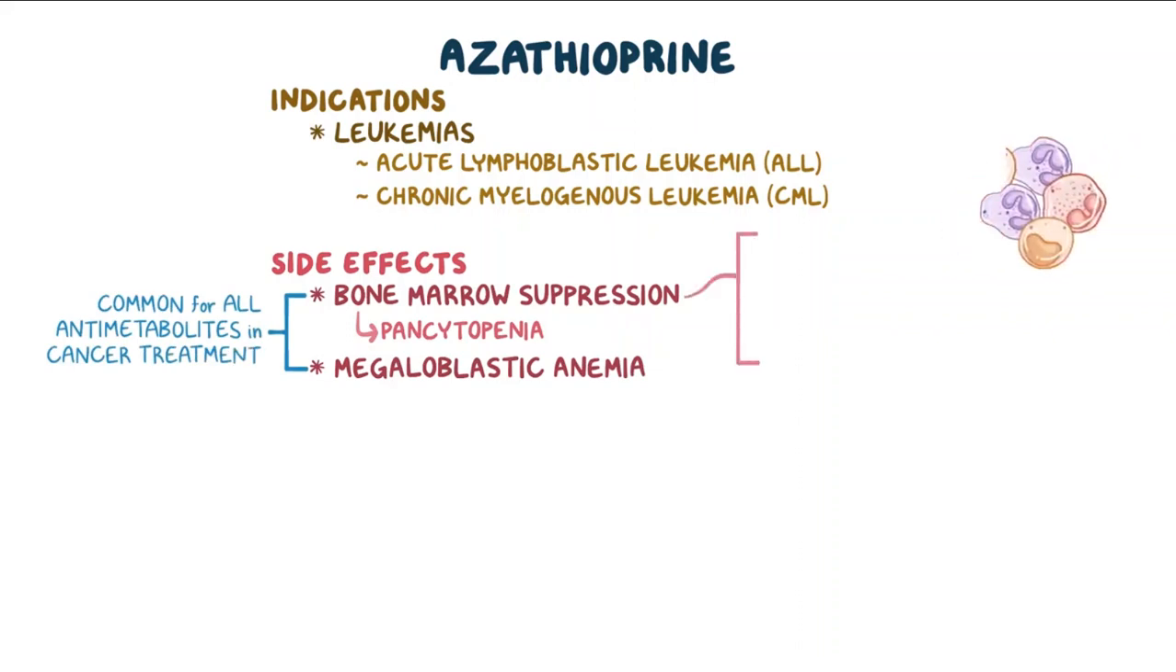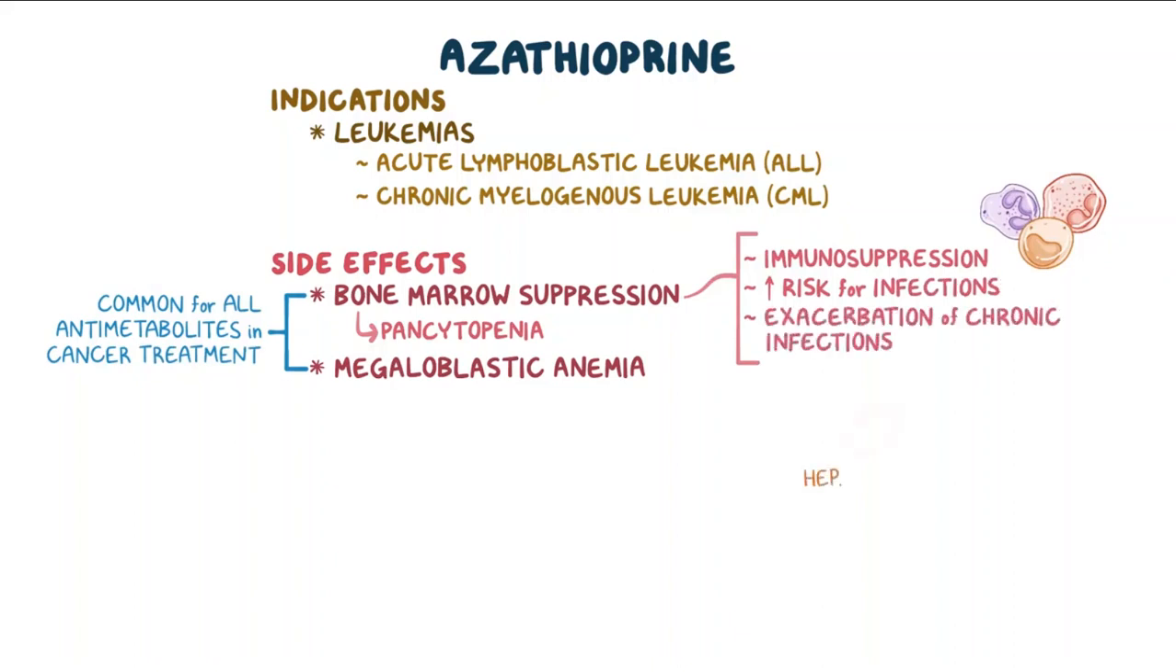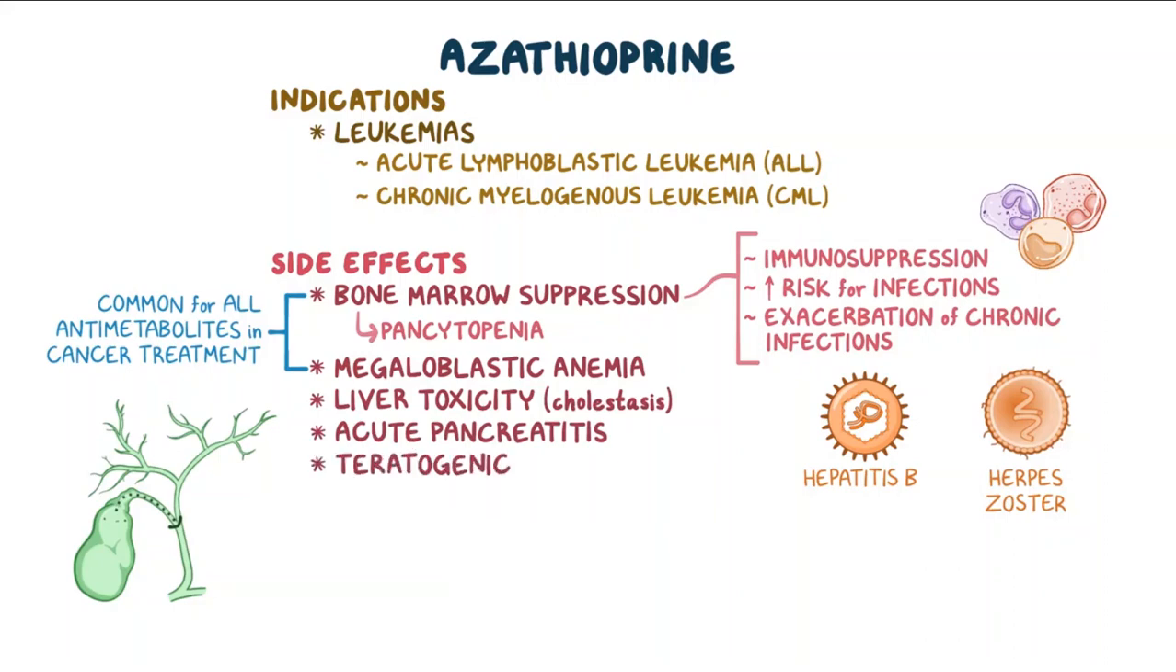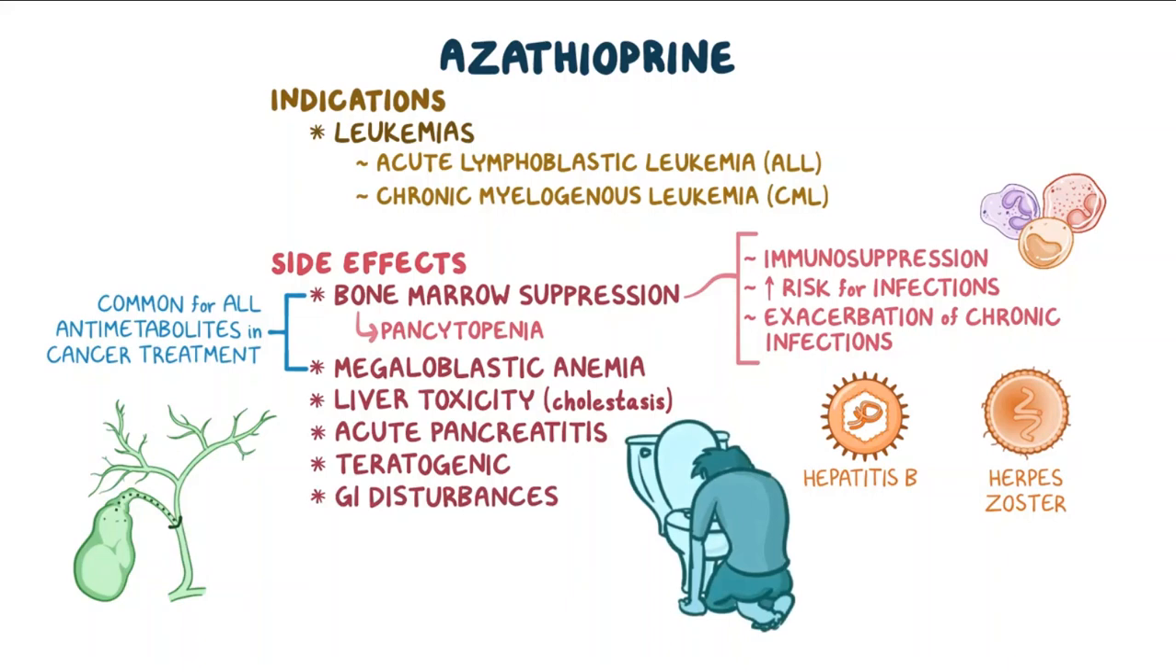The decrease in white blood cells leads to immunosuppression, increased risk for infections, and exacerbation of chronic infections such as hepatitis B infection and herpes zoster virus infection. Other serious adverse effects include liver toxicity, which manifests as cholestasis or decreased bile flow, and acute pancreatitis. Also, azathioprine is contraindicated during pregnancy due to its teratogenic effects. Acute toxic effects of azathioprine include gastrointestinal disturbances like nausea and vomiting.